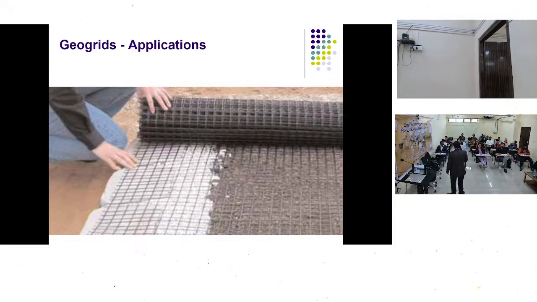So now, as a designer, I require two more properties. Number one, what is the interface friction between the geogrid and the adjoining soil mass, and number two, what is the tensile strength of the geogrid.